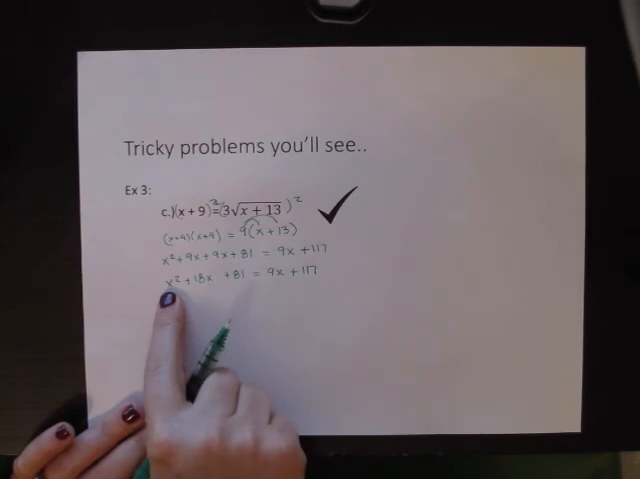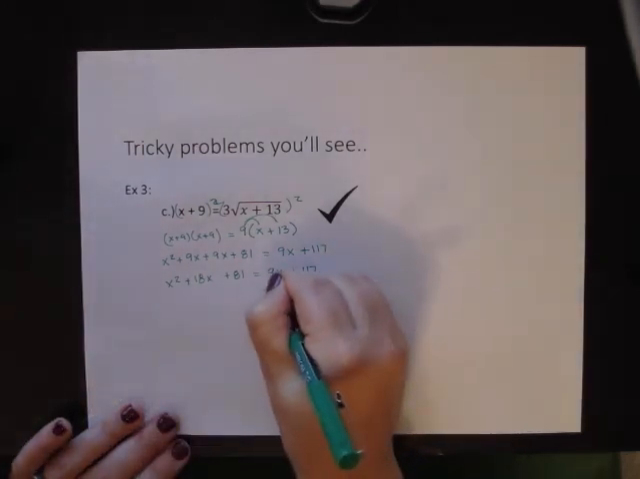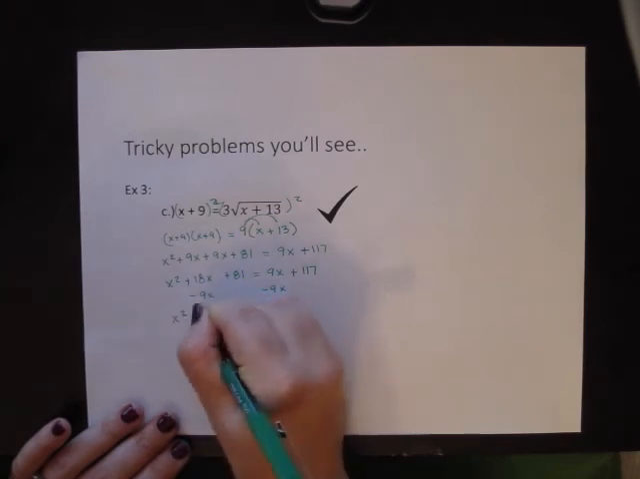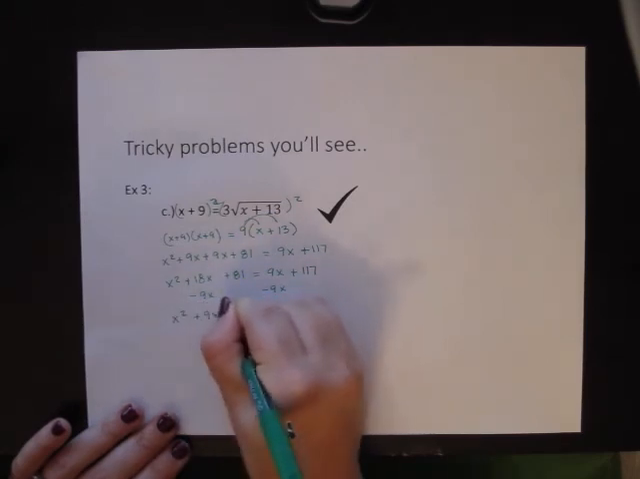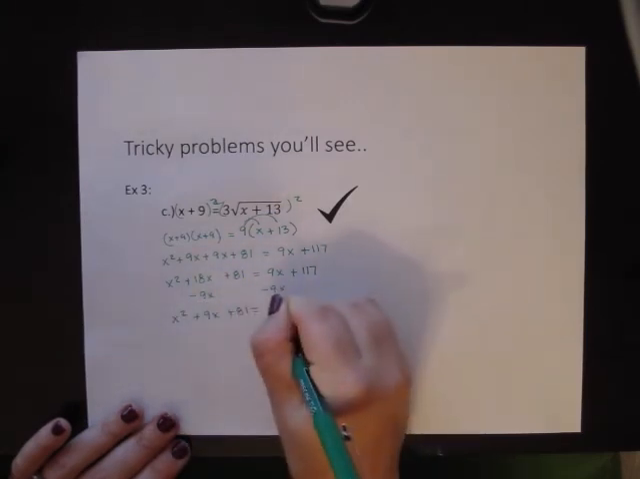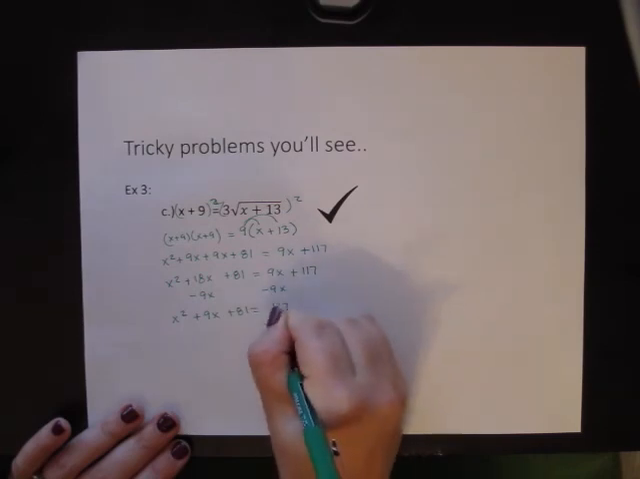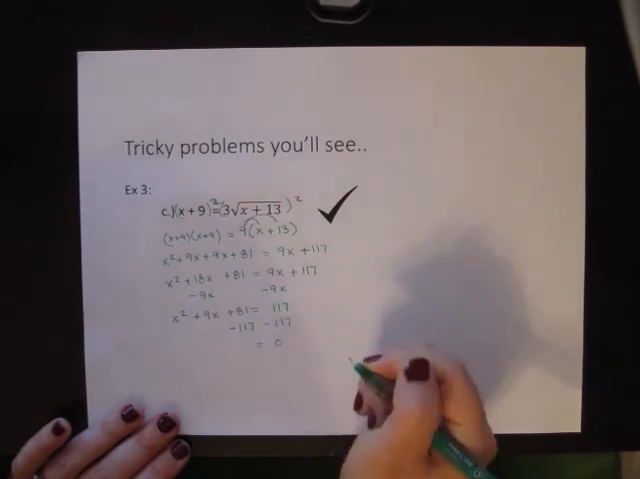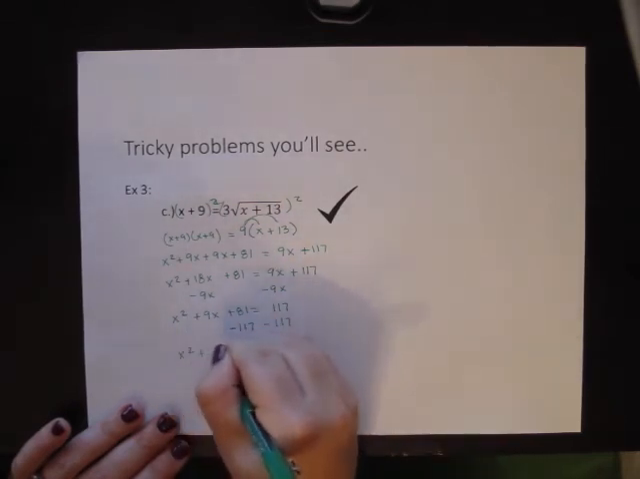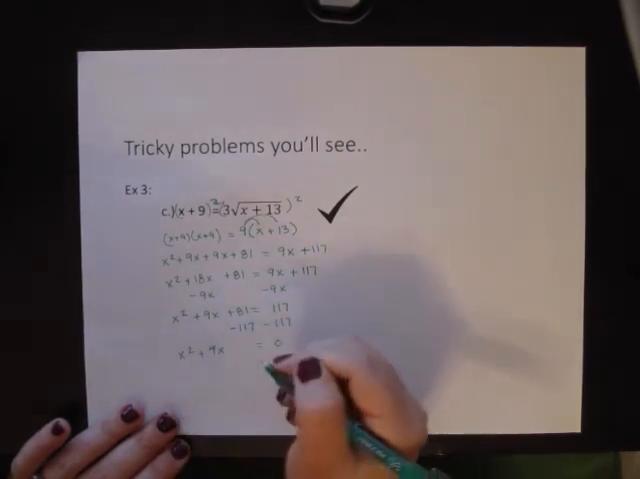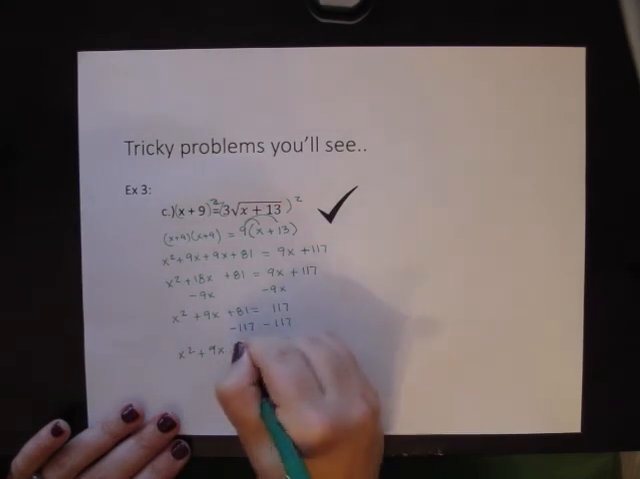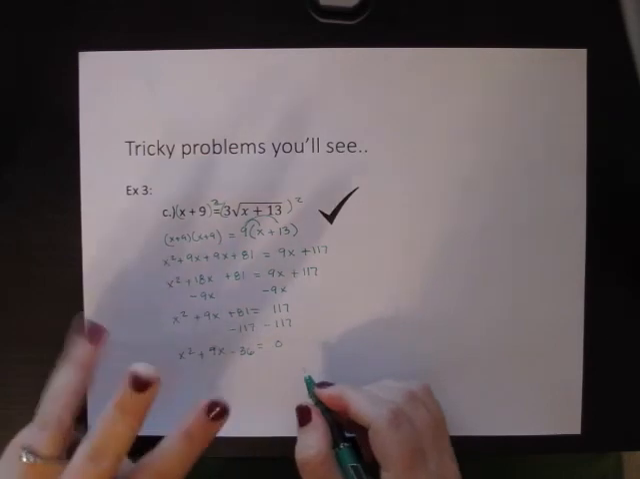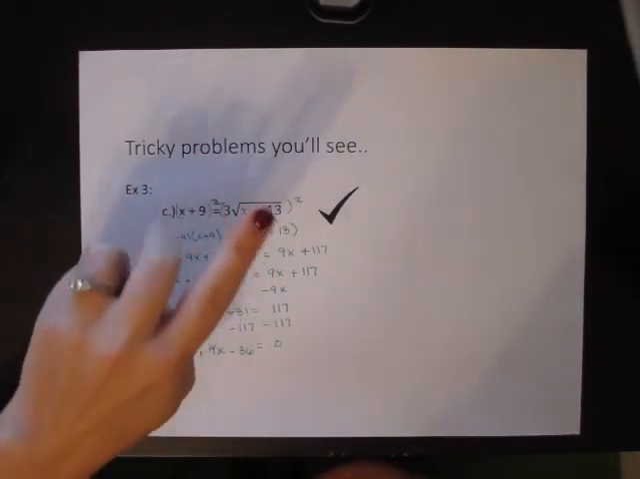I see that I have a quadratic equation, so I have to bring everything else over. So first thing I'm going to do is subtract the 9x on both sides. So I get x squared plus 9x plus 81 equals 117. Then I subtract 117 on both sides because I got to get that 0. And I get x squared plus 9x minus 36 equals 0. I have 1, 2, 3 terms, so it either can mean a equals 1, a doesn't equal 1, or it could be a perfect square trinomial.